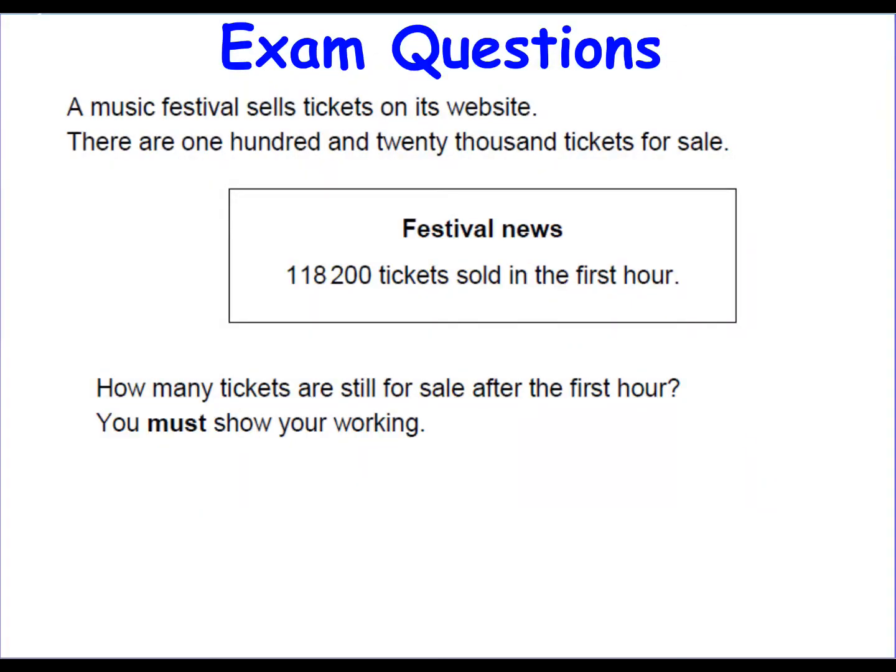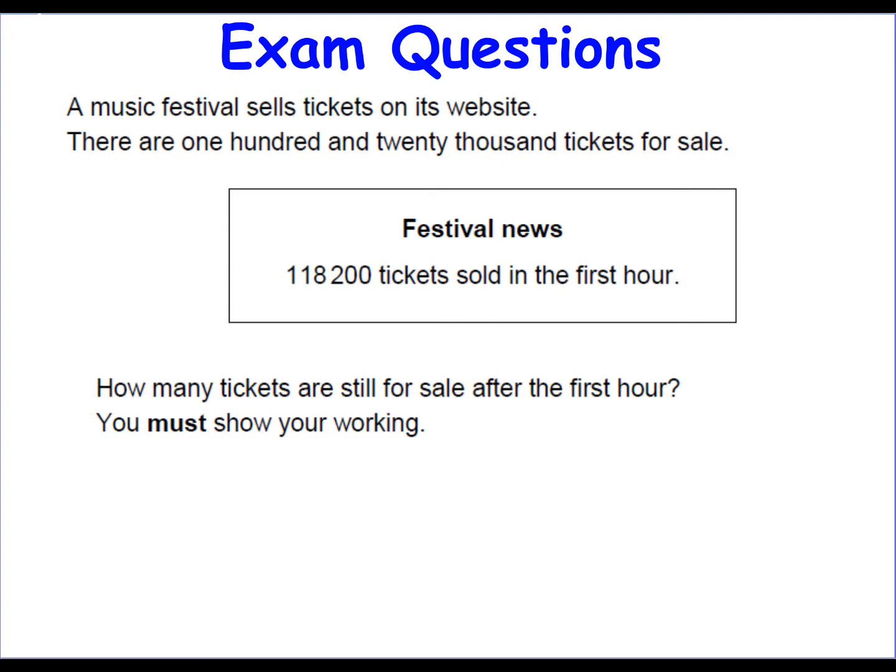Here's an exam style question from a practice paper. Let's see how you get on with this. A music festival sells tickets on its website. There are 120,000 tickets for sale. In the festival news, it says 118,200 tickets were sold in the first hour. So the question is, how many tickets are still for sale after the first hour? You must show your working out.